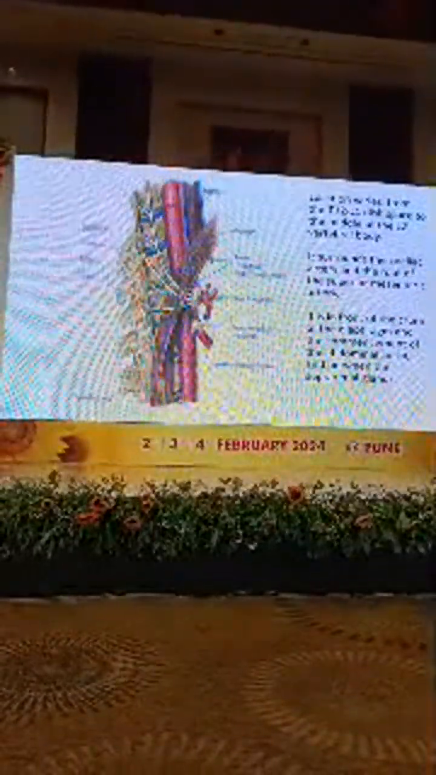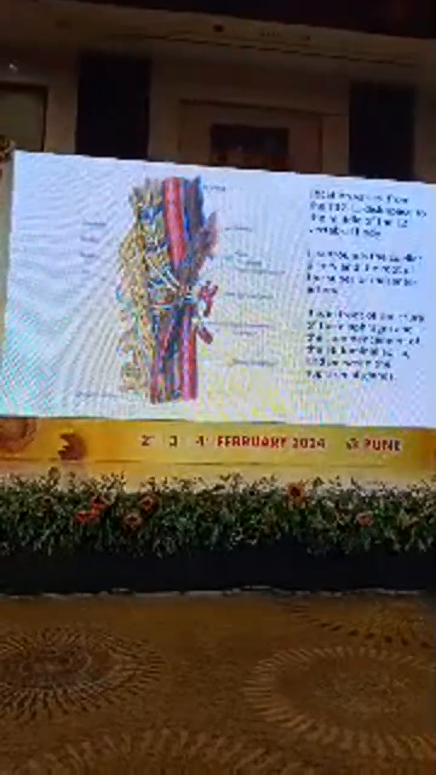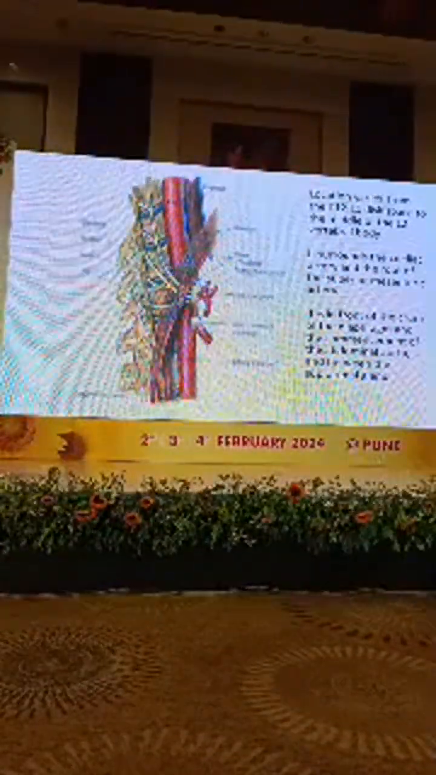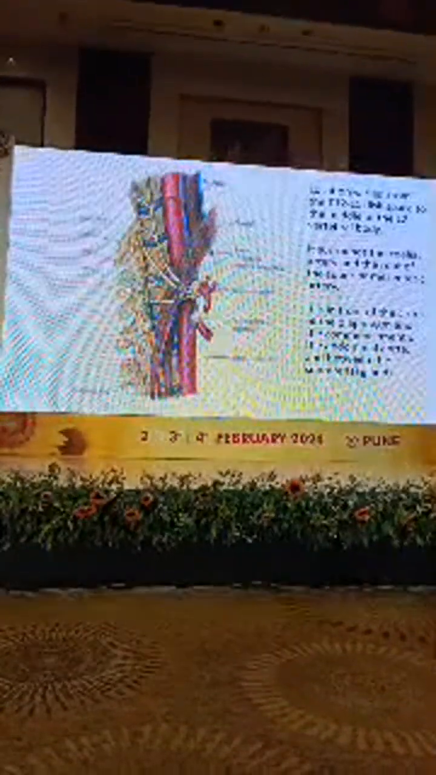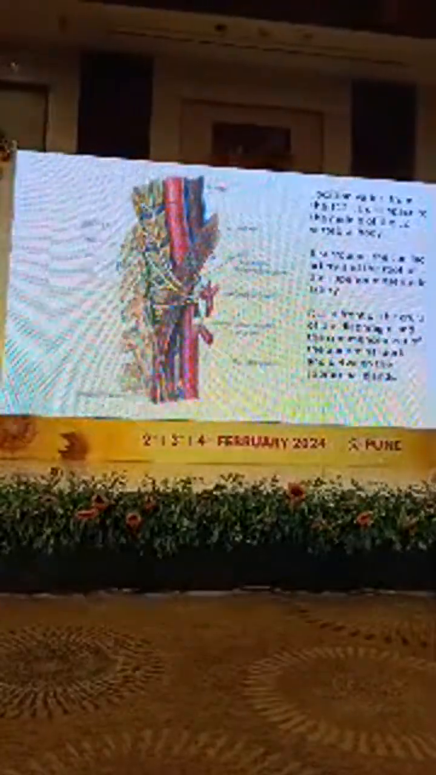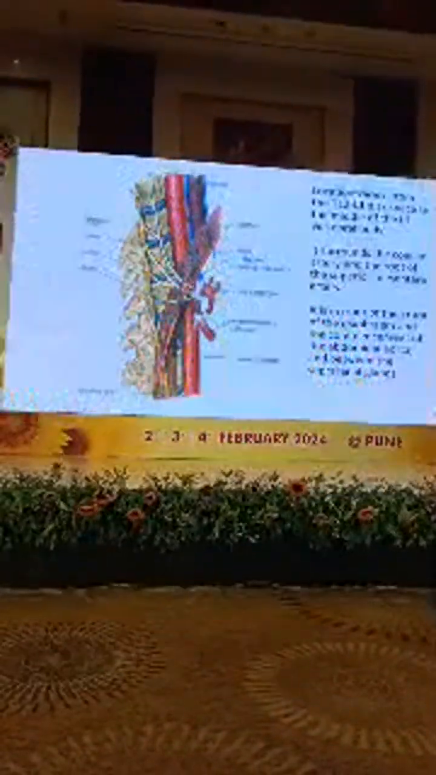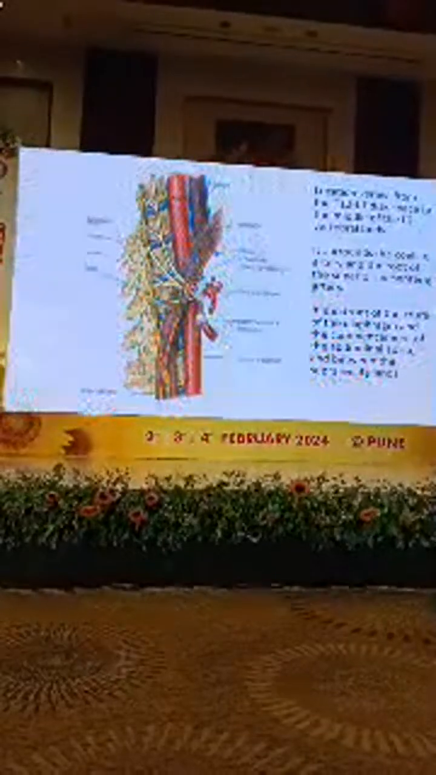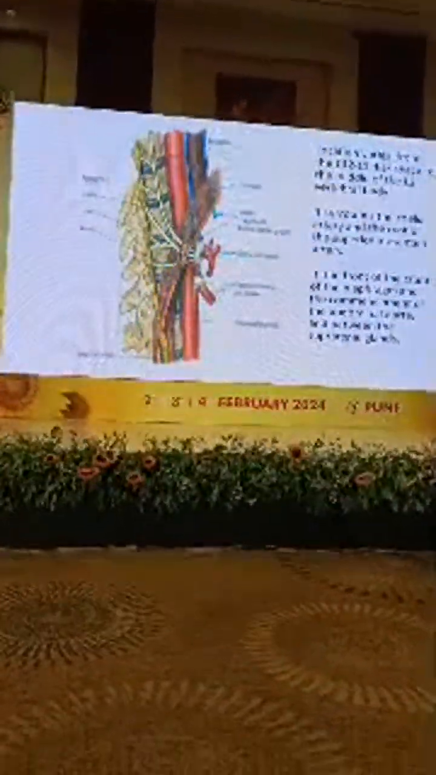So it surrounds the celiac artery or the root of the superior mesenteric artery, and is in front of the crus of the diaphragm, and it is at the junction where the thoracic aorta becomes the descending aorta and comes into the abdomen.